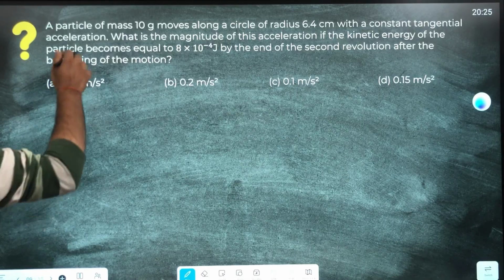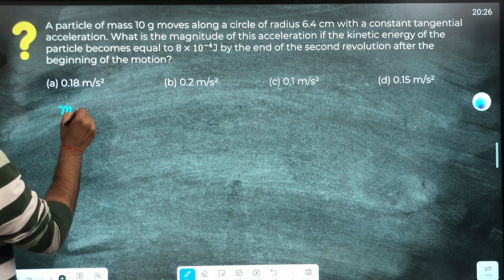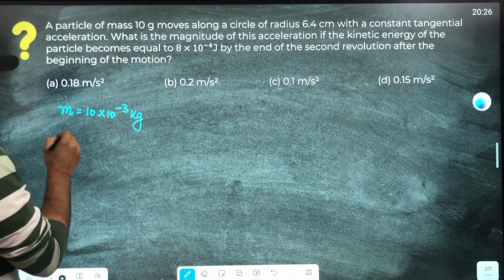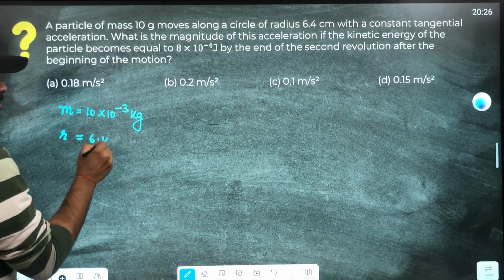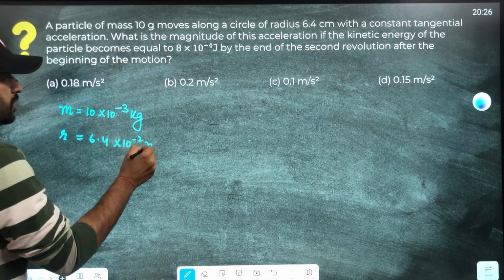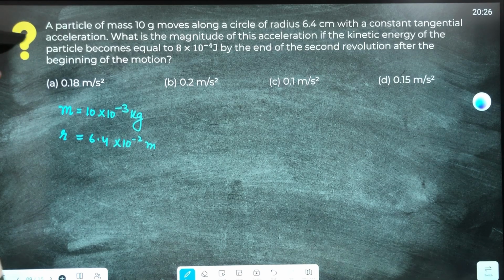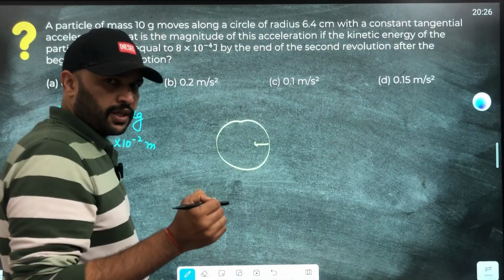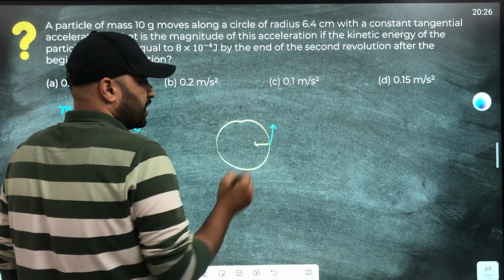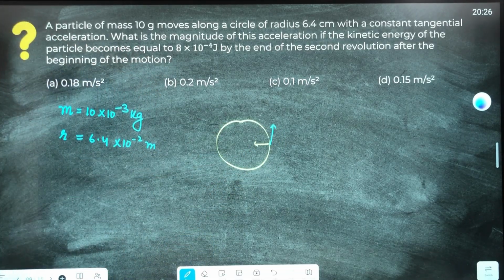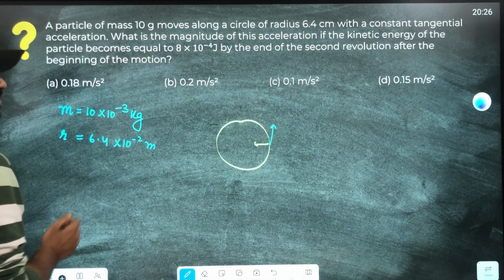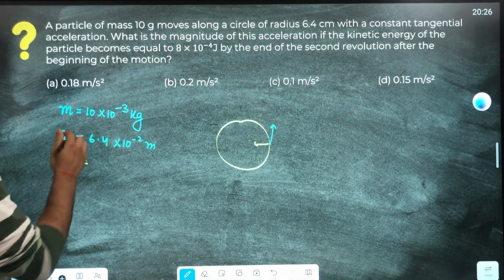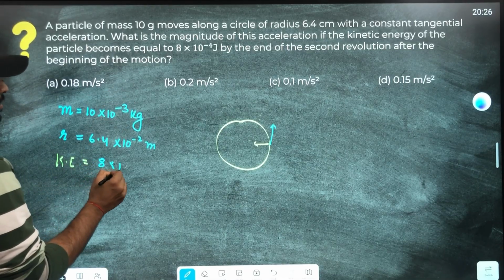So our next question says a particle of mass 10 grams, so m is nothing but 10 into 10 to the power minus 3 kg, right, moves along a circle of radius r is 6.4 into 10 to the power minus 2 meters with a constant tangential acceleration. If this is a circular motion, inward acceleration is known as centripetal acceleration and this acceleration is our tangential acceleration, right? So they are looking for the tangential acceleration. The question is, what is the magnitude of this acceleration if the kinetic energy, KE, is equal to 8 into 10 to the power minus 4 joules.